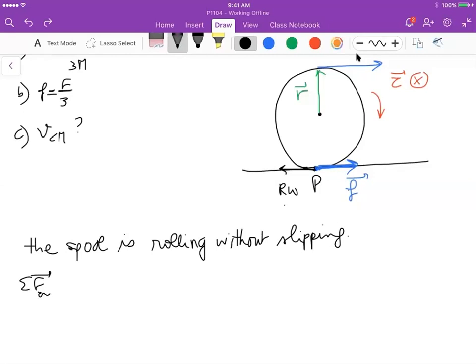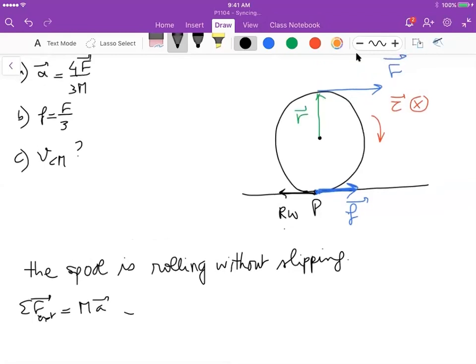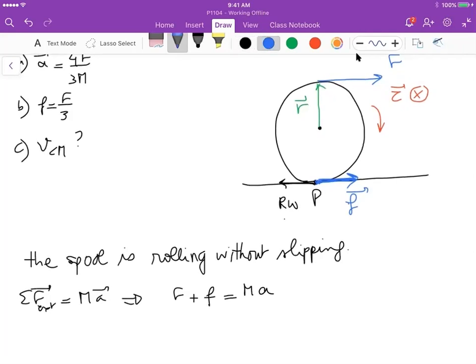Sum of external forces is equal to M multiplied by A. If we project the force F and the friction force onto the acceleration, we end up with F plus F equals to M multiplied by A. This is the first equation coming from Newton's second law for translation.